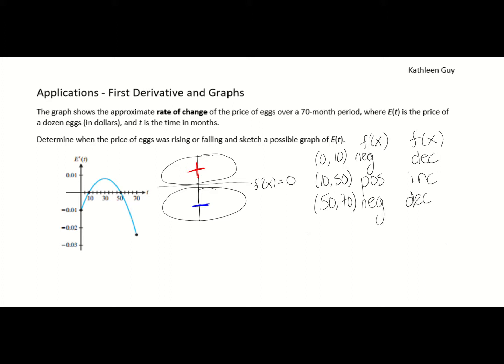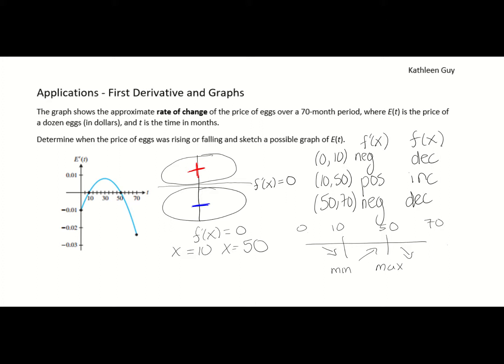Now, anywhere where f prime of x is equal to 0, that is a critical number. So let's see if it's a max or a min or neither. I have two places where it's 0: f prime of x is equal to 0 at x equals 10 and x equals 50. If I do my little chart with the information from above, I am decreasing from 0 to 10, increasing from 10 to 50, and decreasing from 50 to 70. So that means that 10, going from decreasing to increasing, is a min, and 50 is a max.